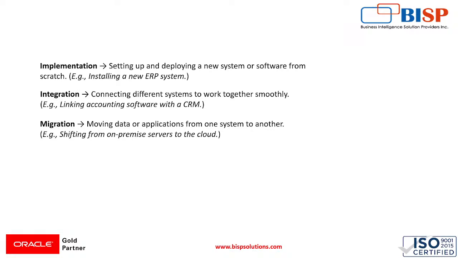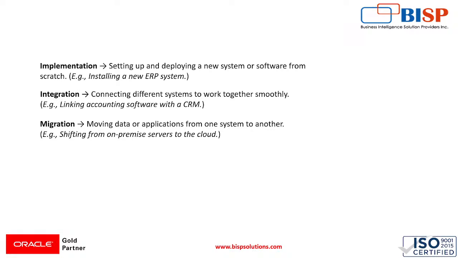And the third is migration. When we are migrating, we are moving data or an application or system from one environment to another. That means transferring information or upgrading technology without data loss. Suppose we are moving from QuickBooks, or any other ERP, into the Oracle cloud. So we are transferring all the information and upgrading technologies without any data loss. For example, moving from on-premise servers to the cloud.